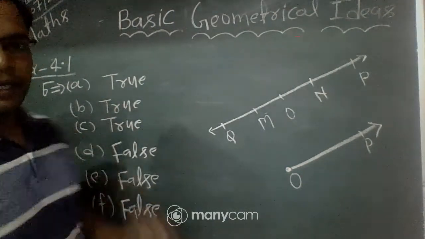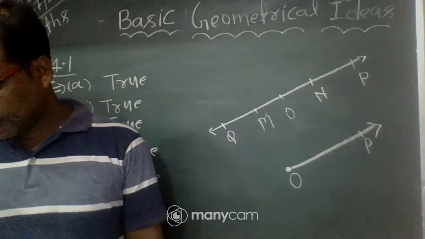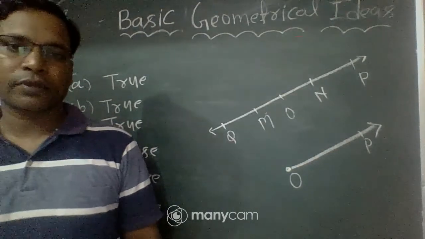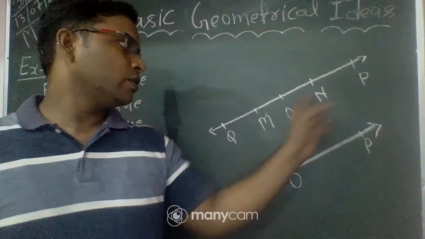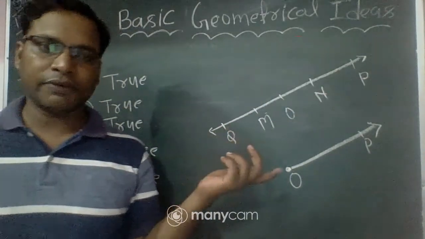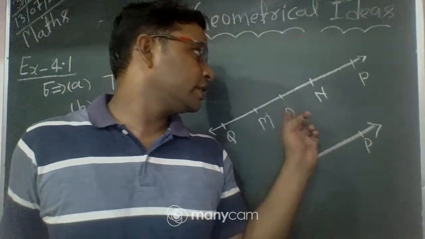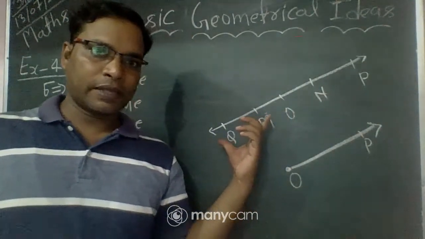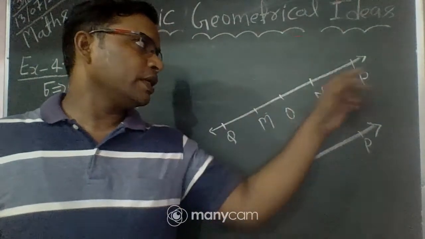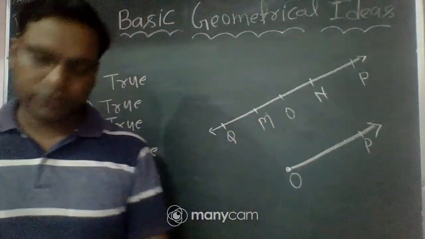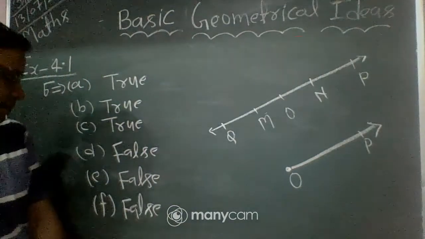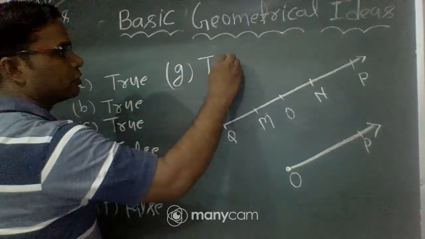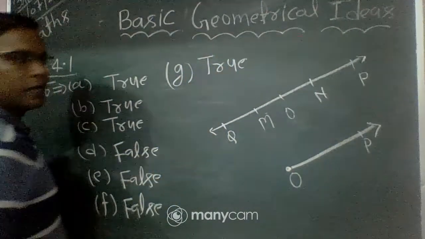Clear? And G part of this question: ray OP is different from ray OQ. Ray OP, a different ray? Yes, obviously. This is a different ray because you can see the direction of this ray, both are in opposite directions. Okay, so ray OP is a different ray from ray OQ. So this is a true statement.